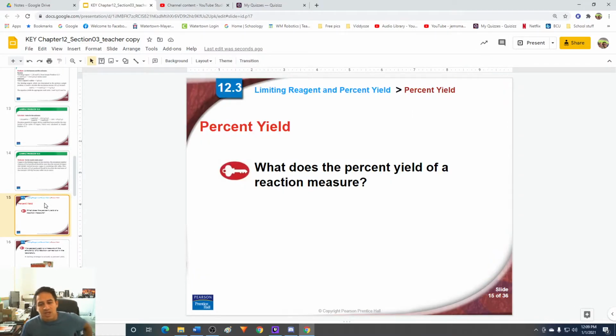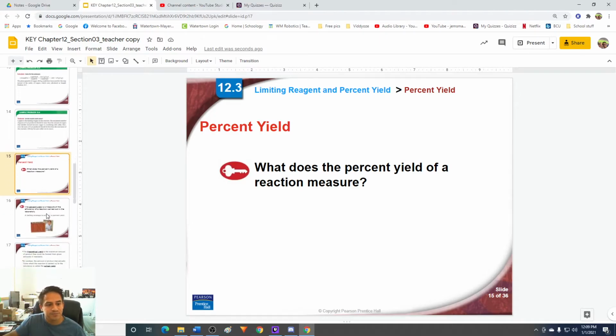So let's talk about percent yield. That's the second half of these notes. The first half, of course, is just limiting reactant. What is limiting reactant? How do we calculate limiting reactant? And how does it work? The next part is percent yield.